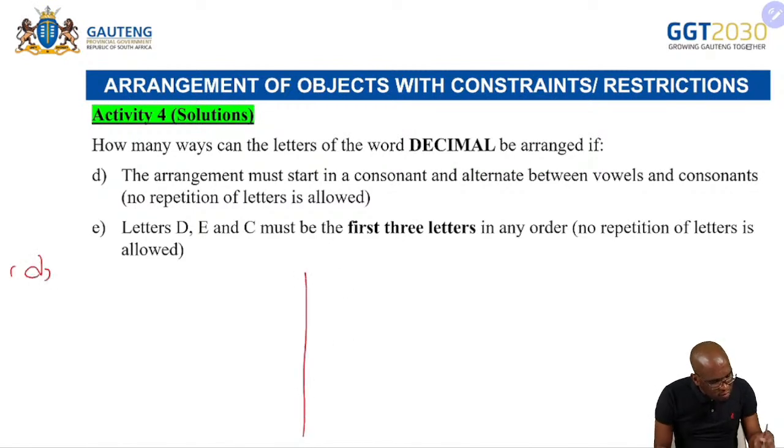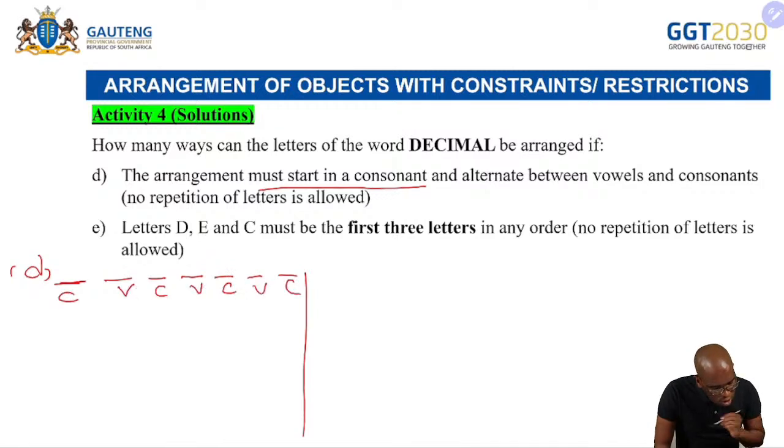This arrangement for D must start with a consonant and alternate between vowels and consonants. Now this would be 1, 2, 3, 4, 5, 6, 7. Start with a consonant, vowel, consonant, vowel, consonant, vowel, consonant. It starts with a consonant and alternates between vowels and consonants.